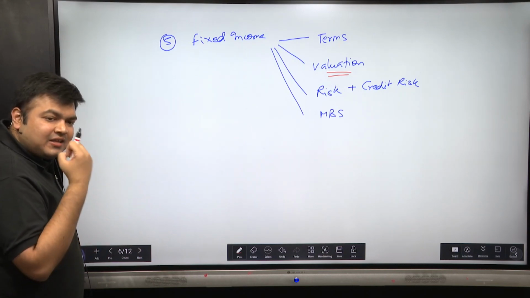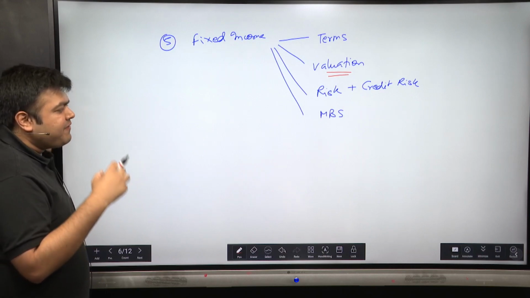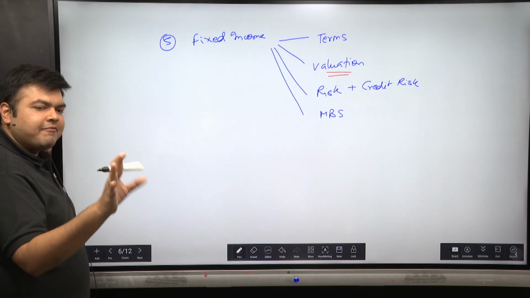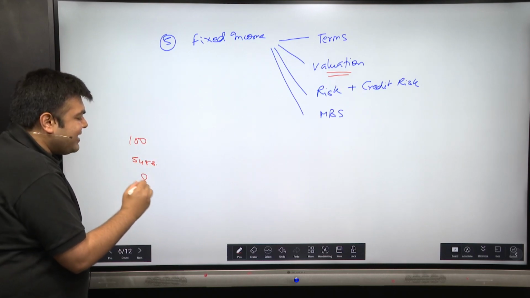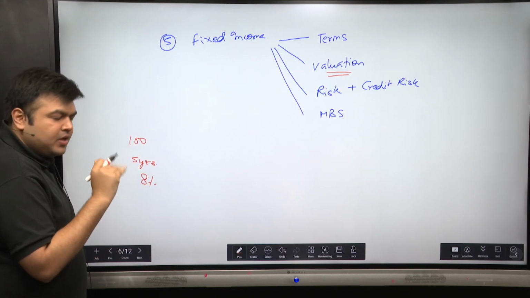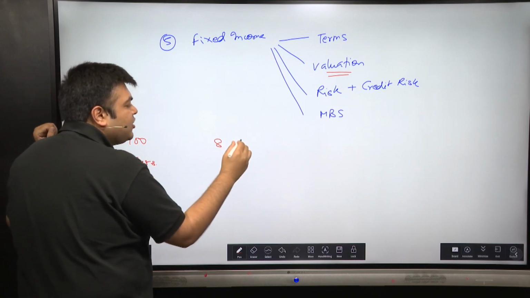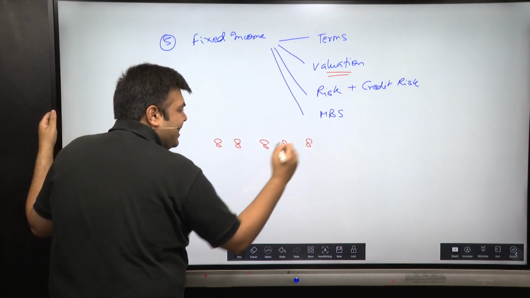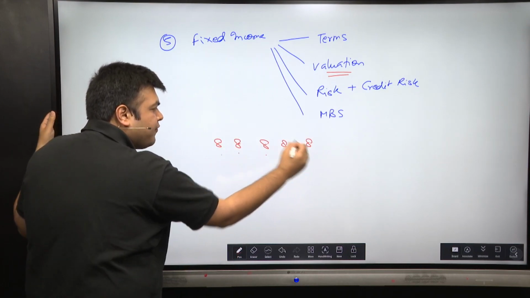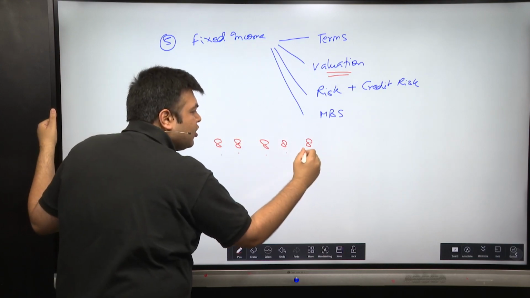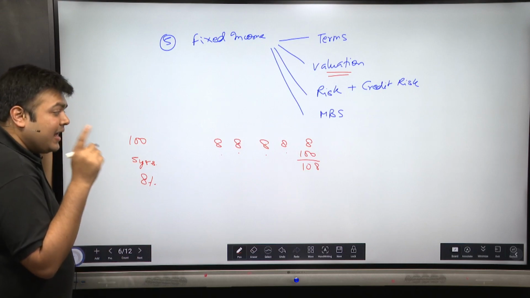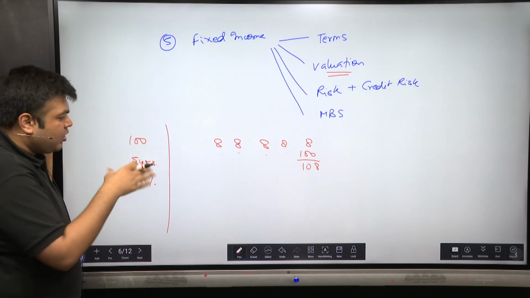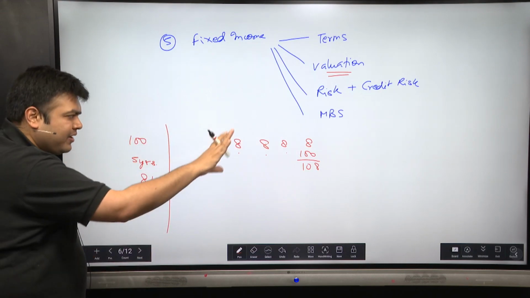So when I'm looking at the valuation part, suppose I have done an FD of 100 rupees for 5 years at 8%. Basically what will happen is that you will get 8, 8, 8 and 8 in the next 1, 2, 3, 4, 5 years. And in the 5th year, you'll also get your 100 principal back, so you'll get a total of 108. Now, let's assume you cannot break this FD. You have to wait for 5 years.